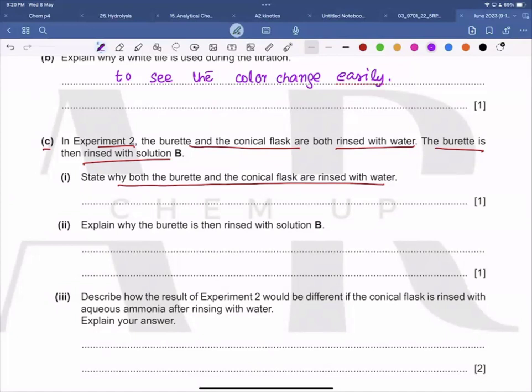So it is to clean them and to remove solution A. Is this understandable to all of you?